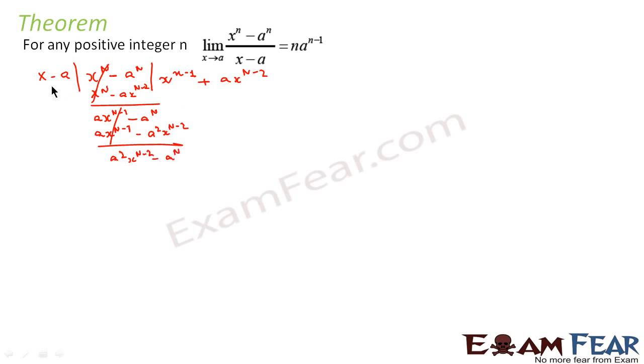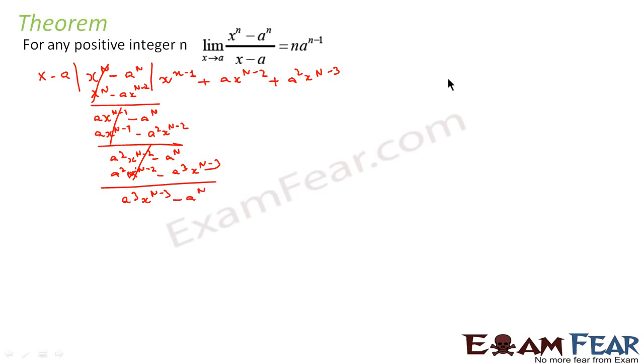Again, we have to multiply this with a square x to the power n minus 3. Why? Because a square into x to the power n minus 3 into x is equal to a square x to the power n minus 2. We have to cancel this. So what we get is this x to the power n minus 2 minus, this time we will get a cube x to the power n minus 3. Again, if you cancel this, what you get is a cube x to the power n minus 3 minus a to the power n.